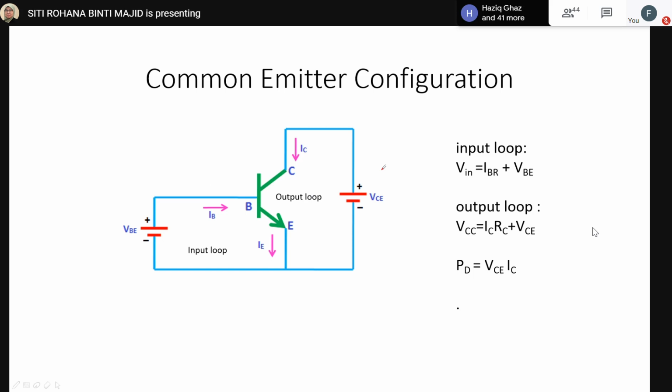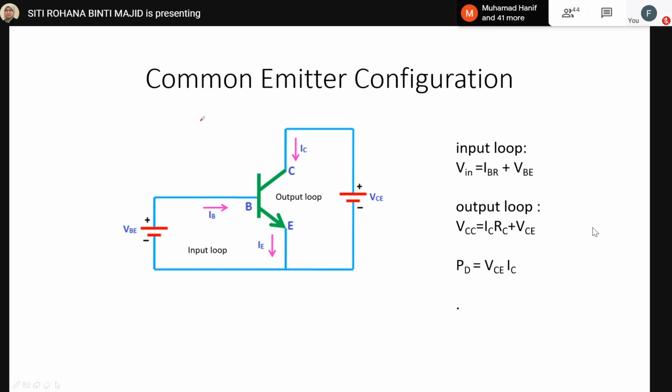with respect to the common emitter. So typically VCE should be bigger than VBE. That means the BE junction here, the input loop, will be in forward bias, while the CB junction, the CBJ, will be reverse bias.